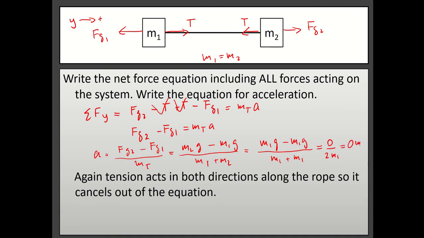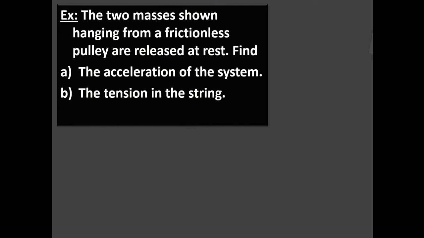So the acceleration is going to be 0 meters per second squared, which makes sense because, as predicted, if the masses are the same, they should not move. So the acceleration should be 0, which is what we got here. Now let's take the same problem and have different values for our masses. So here's our next example.